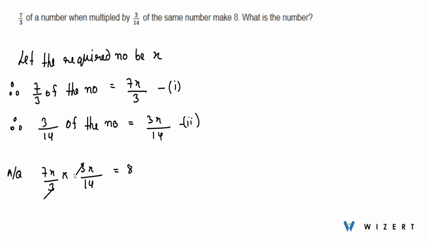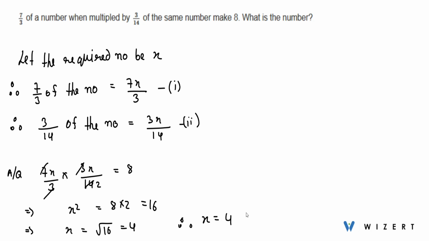3 and 3 will cancel out each other, 7 will cancel out 14 and will produce 2. So x square will be equal to 8 multiplied by 2. So this 2 in the denominator will shift to the right hand side in the numerator, which is equal to 16. Or we can write x equals square root of 16, which is equal to 4. Therefore, the original required number is 4. So this will be our final required answer, right?